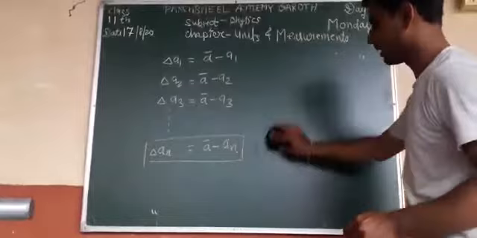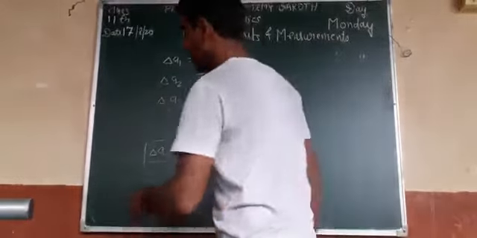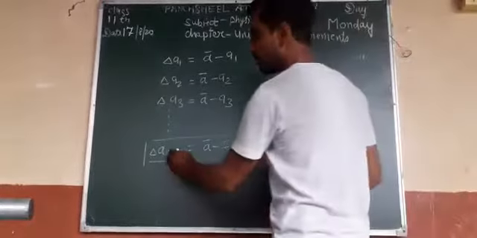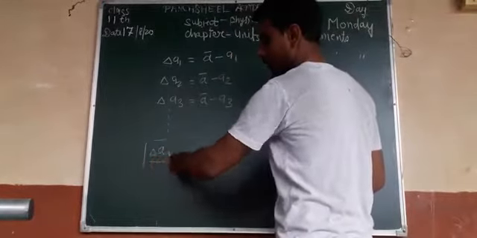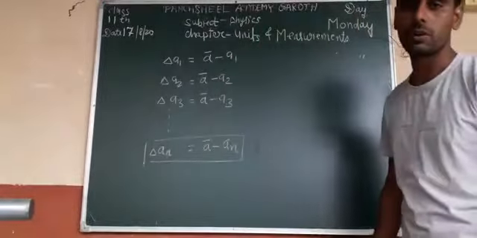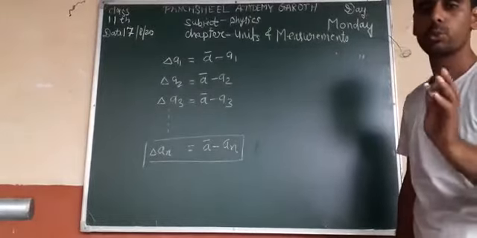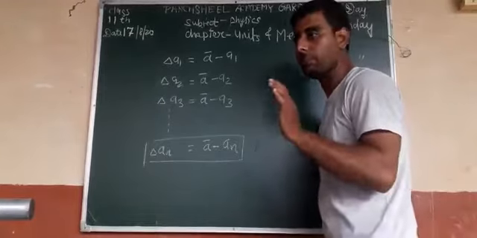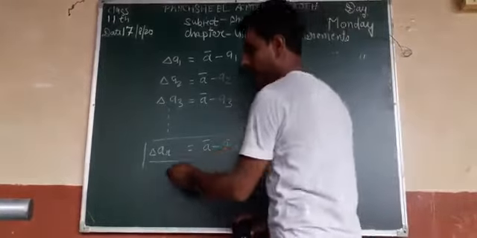One more thing: absolute error may be positive or negative. This value may be positive or negative, but always you must take the positive value. हमेशा आपको क्या लेना है? पॉजिटिव वैल्यू ही लेना है. यहाँ पर आप लिख लीजिए.